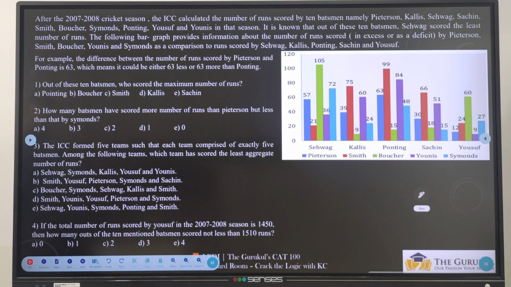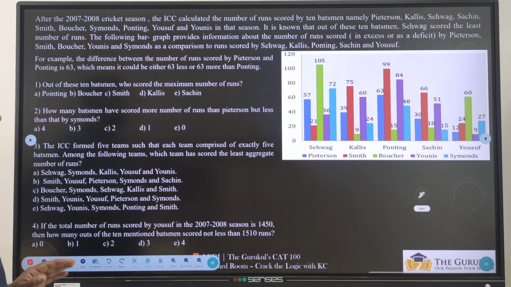So what is happening in this question? After the 2007-2008 cricket season, the ICC calculated the number of runs scored by 10 batsmen, and the names are there. It is known that out of these 10 batsmen, Sehwag scored the least number of runs. The following bar graph provides the information about the number of runs scored in excess or in deficit by Peterson and all the 5 people as a comparison to the runs by 5 people. For example, the difference between the number of runs scored by Peterson and Ponting is 63. Okay, which means it could be 63 less or 63 more.